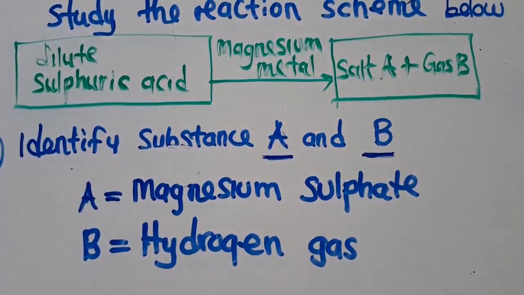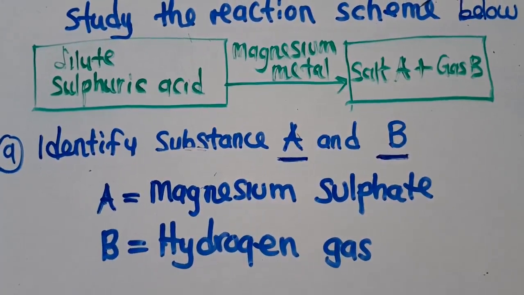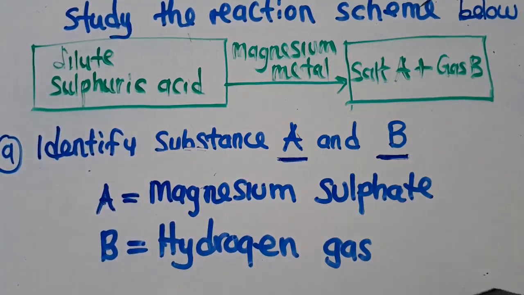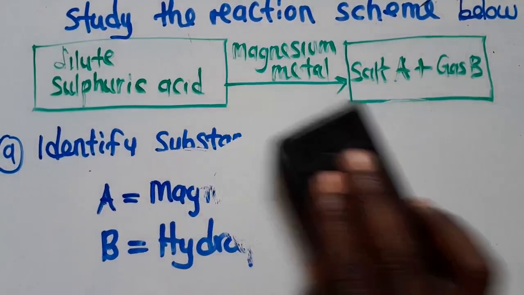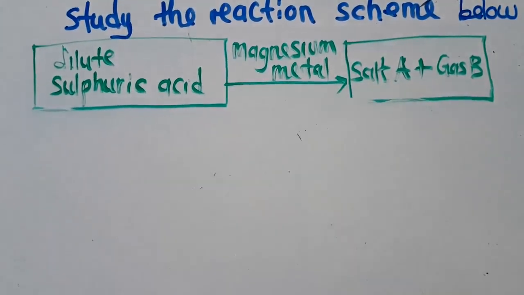So we've answered the first question, where we were told to identify A and B. That's how you need to answer that question. Let's move to the next question.